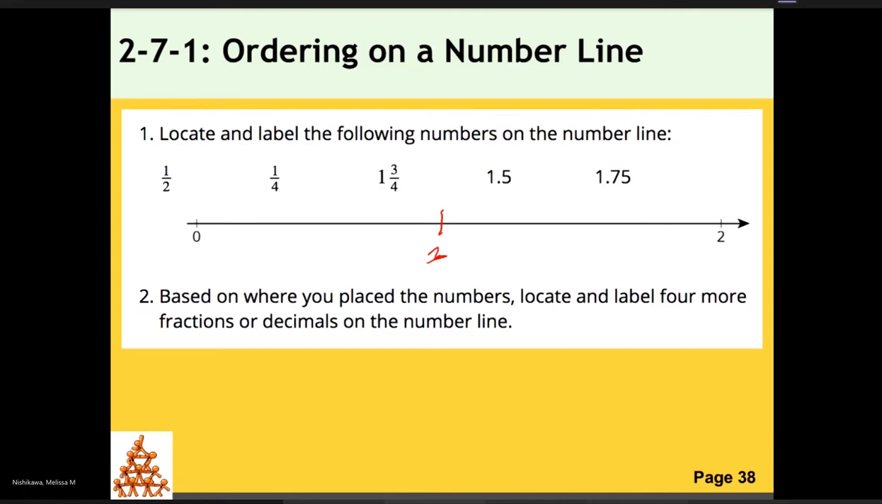So for me, it helps me to find that. Because now, let's start with our first number, our half mark. Well, I know 1/2 is halfway between 0 and 1. And I know, looking at 1/4, that when we're thinking about quarters, a quarter is half of a half. So between 0 and 1/2 is going to be our 1/4.